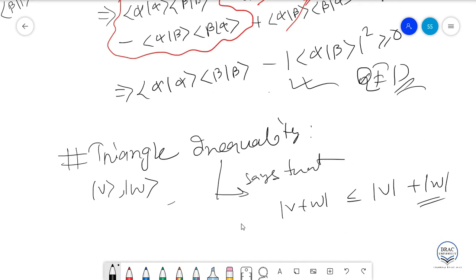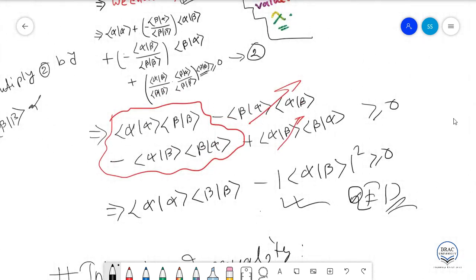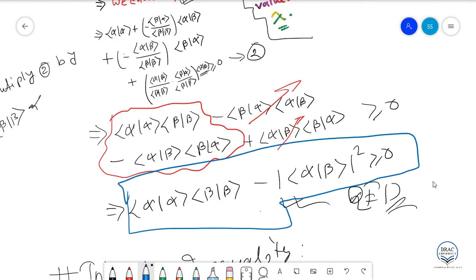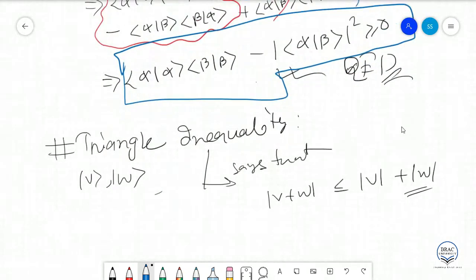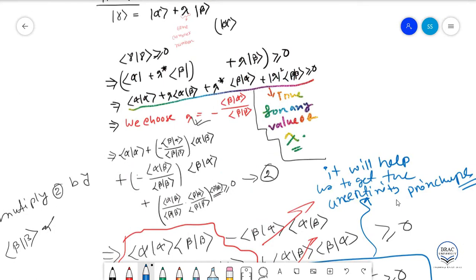And the reason we discuss these inequalities, especially the Schwarz inequality, is because it will help us to get the uncertainty principle. So that's the reason we discussed these inequalities today, and this will be it for today, and thank you.